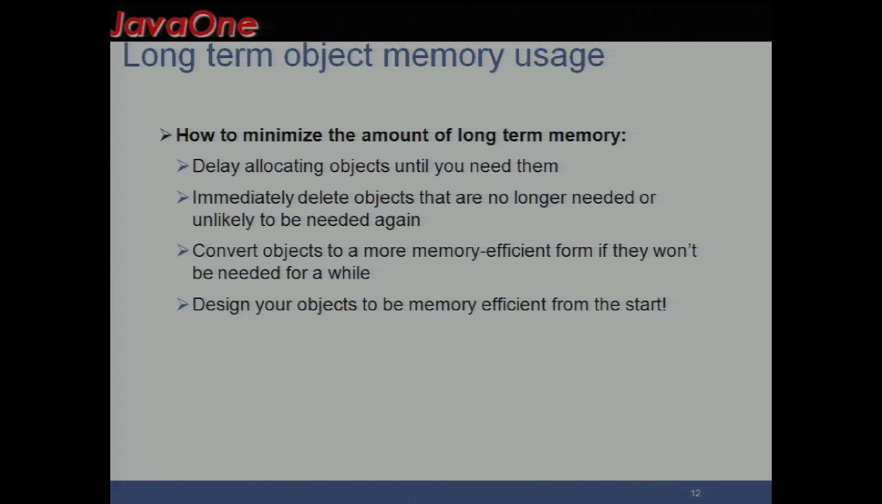So how can you minimize the amount of long-term memory you use? Well, the first thing to do is delay allocating your objects until you need them. Lazy allocation. Make sure you clean up your objects as soon as you're done with them and sure you're not going to need them again. You could try converting them to a more memory-efficient form if you're not going to be needing them for a while. Convert them to a byte array. And of course, you should always try to design your objects to be as memory efficient from the start as you can.